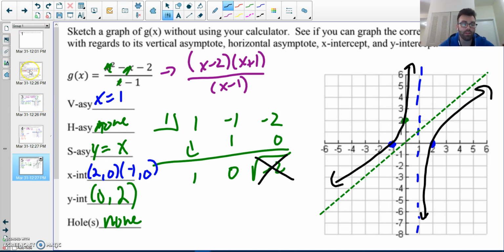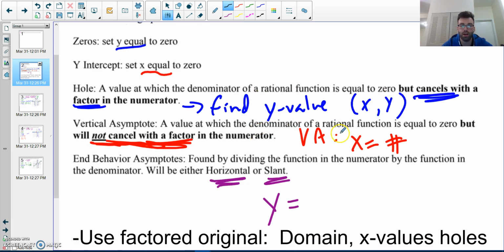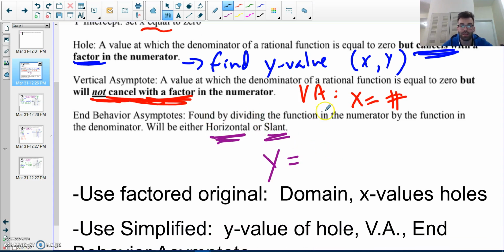All right. So now let's review just a little bit. Remember that you find your zeros, or y equal to 0, when your numerator is equal to 0. Y-intercept, set x equal to 0. Holes, to find holes, I find my x value by what cancels out, and then I find my y value by plugging it back into the simplified version. Vertical asymptotes are going to be x equals some number. Horizontal and slant are found by dividing the numerator and denominator.